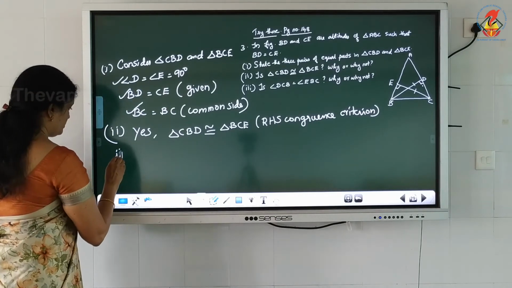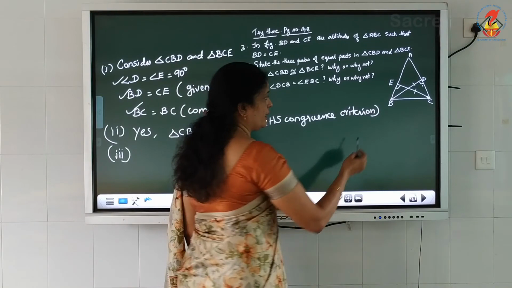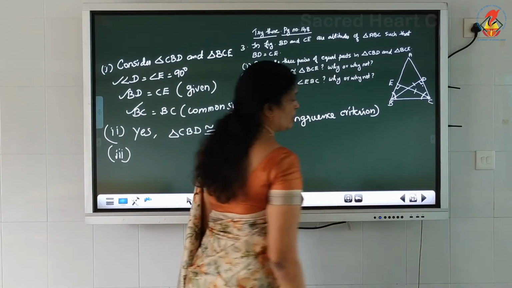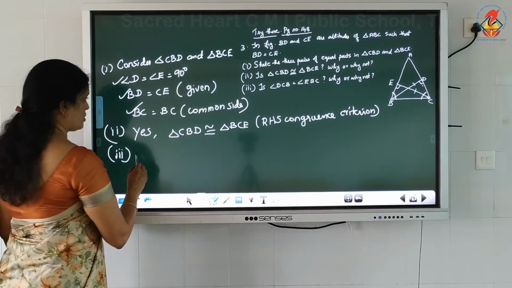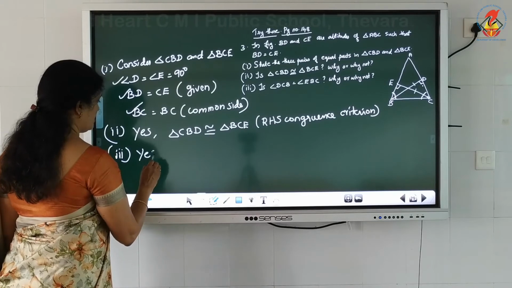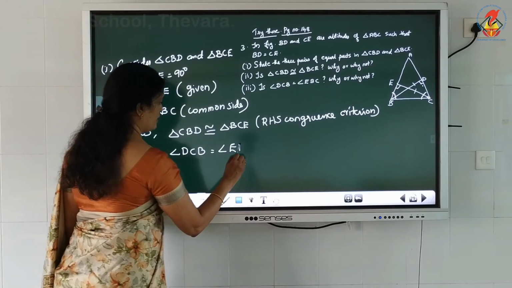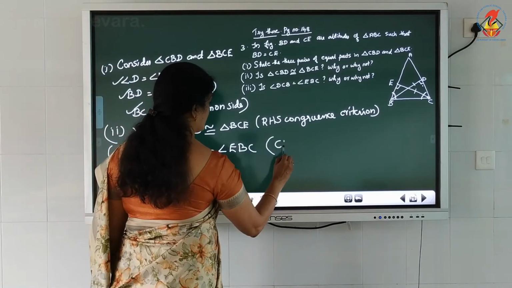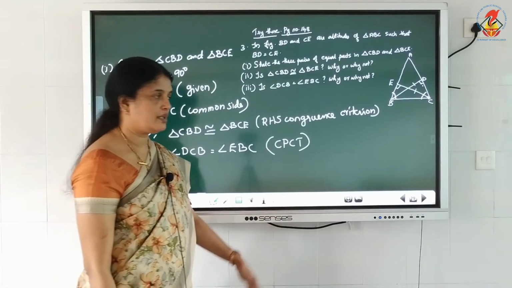Next, the third question. Is angle DCB equal to angle EBC? Here, these two triangles are congruent. Definitely, this angle also equal. What is the reason? Corresponding parts of congruent triangles are equal. Next, you write it. Yes, angle DCB equal to angle EBC. Reason, CPCT. CPCT means corresponding parts of congruent triangles.